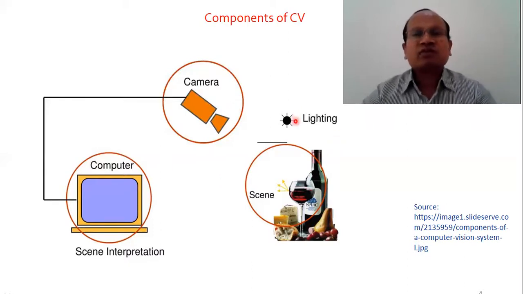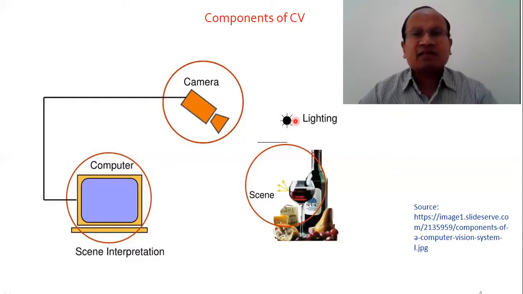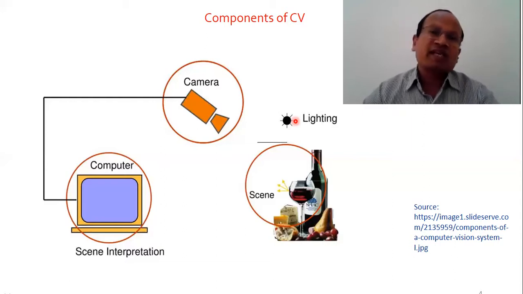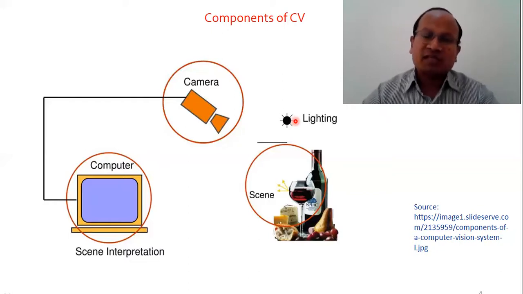Light source will provide proper illumination to the scene or the object which we want to understand, which we want to interpret using computers. Second is the sensor. Sensors which are there in the camera. Camera will detect the scene or the object.